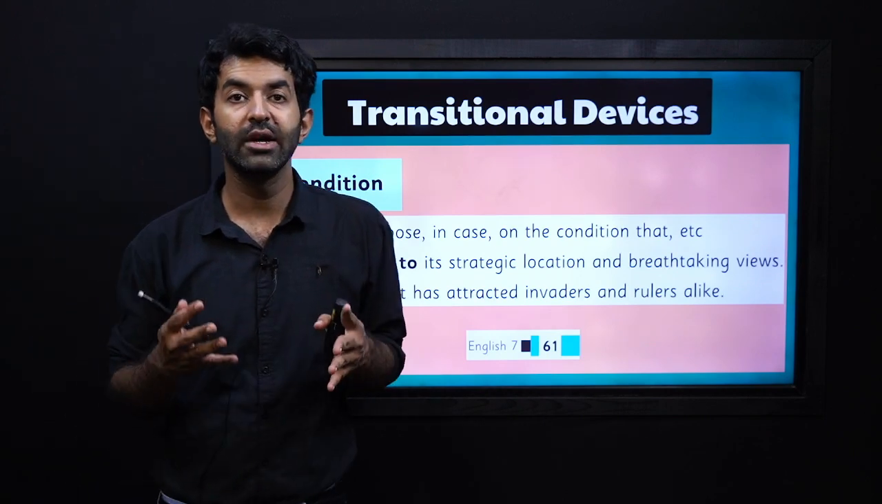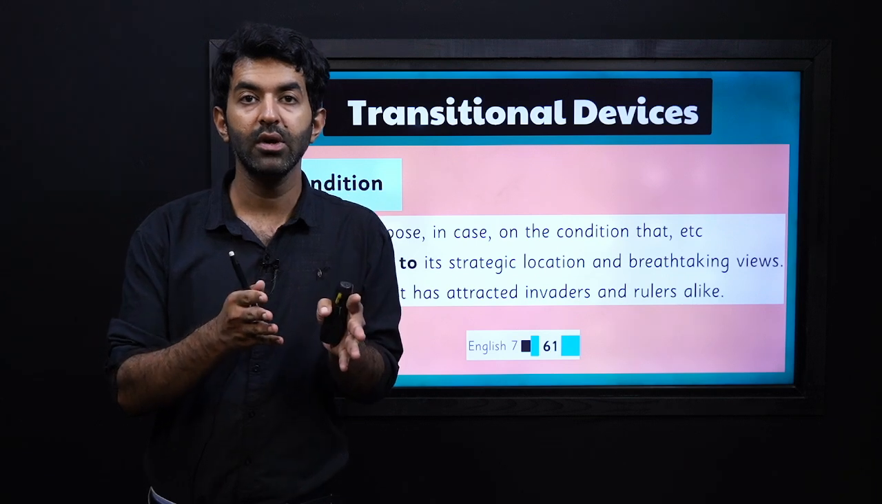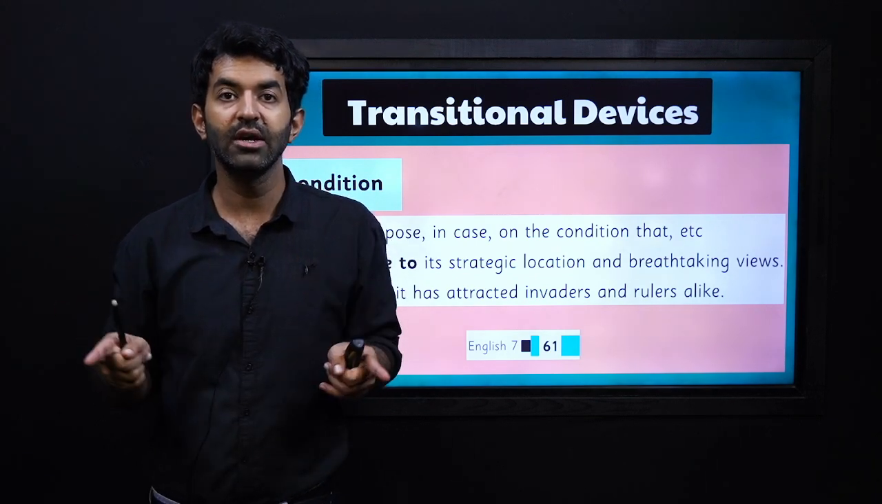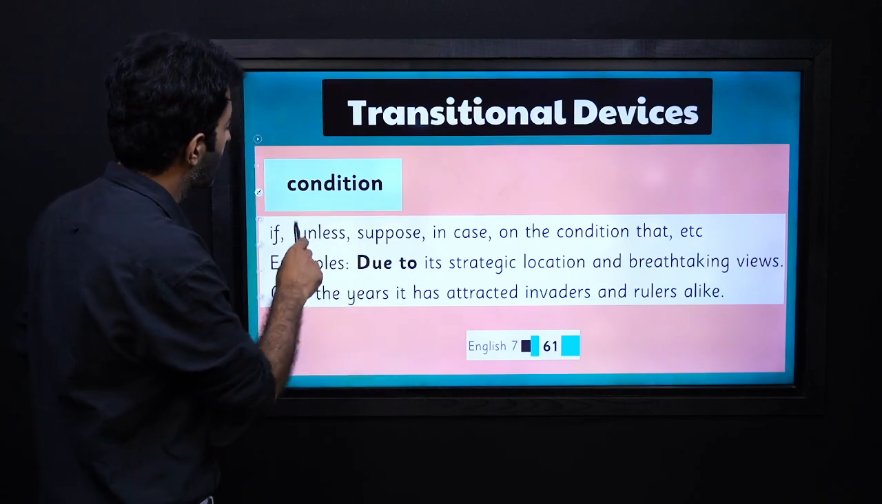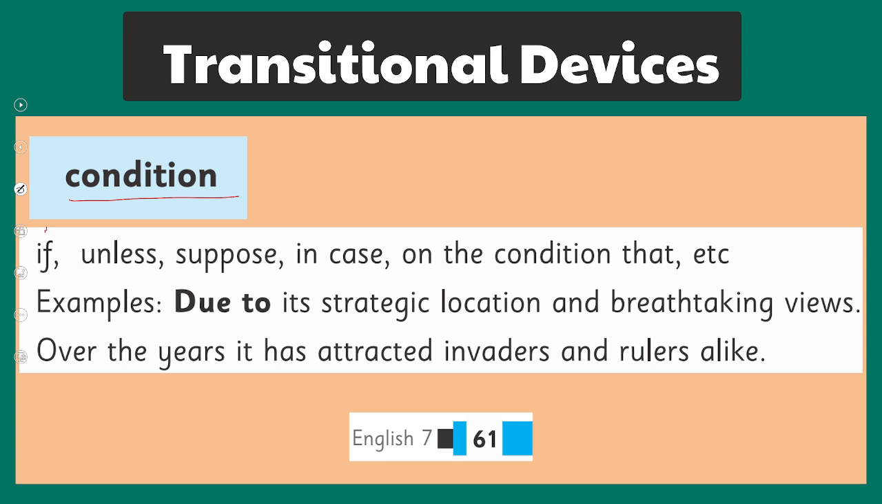Now, in order to show condition, like if this happened, I will do this. So all these conditions can be shown with the transitional devices like if, unless, suppose, in case, on the condition that, etc. So if you want to show condition, if he had worked hard, he would have passed. So if is a condition, unless, suppose, in case, on the condition that, all these are your transitional phrases and words. They will show you condition.